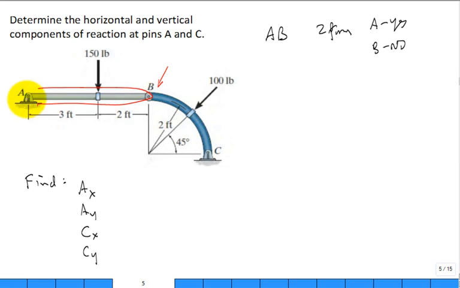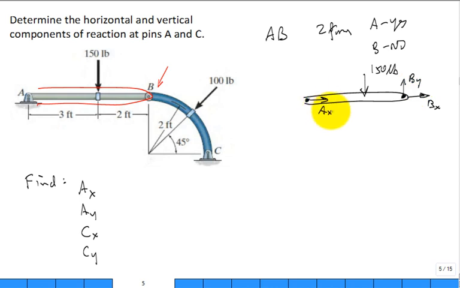If you isolate it, it'll have some reaction at A. You could draw a free body diagram of that member. It has a load right here of 150 pounds, and really that's one of the reasons it's a three-force member. It has some reaction at B. You can draw the reaction at B or connection force B with like a BX and a BY. Likewise at A, you could draw it as AX and AY.